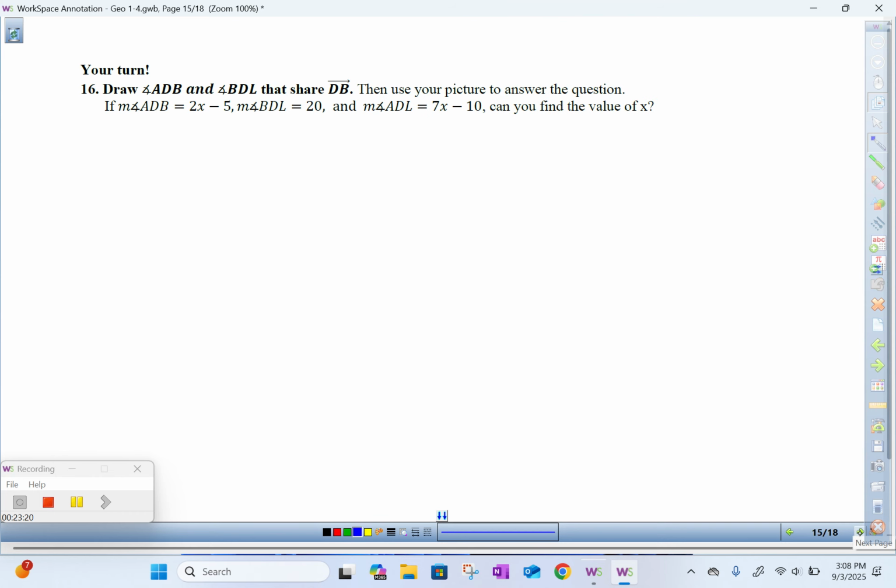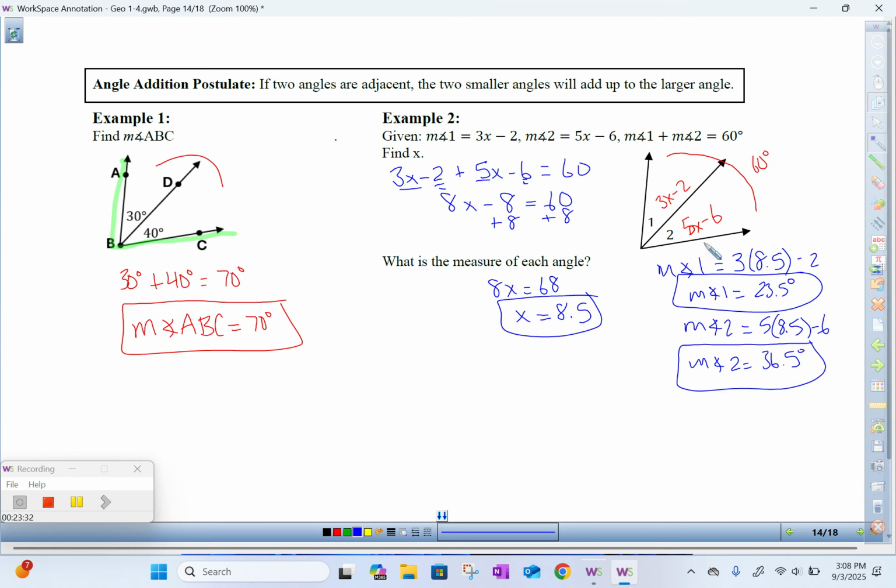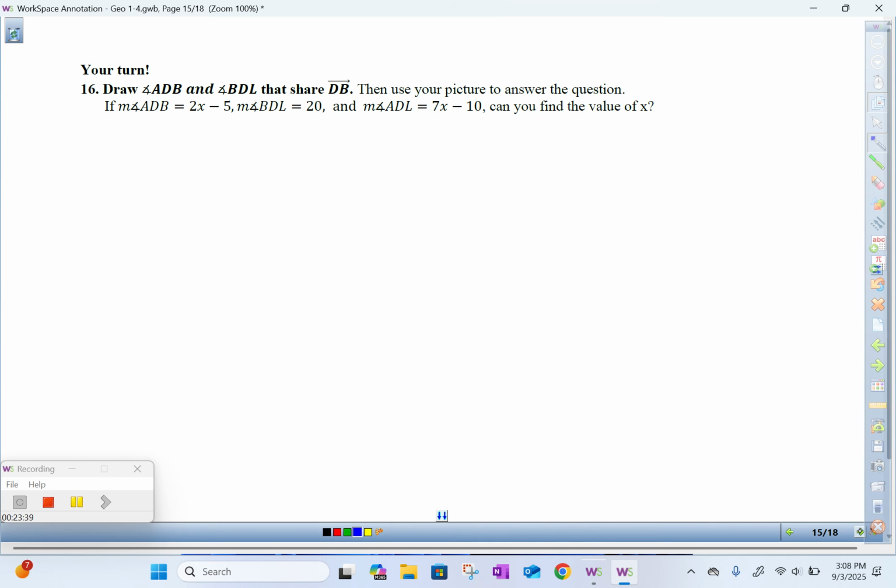And now, I want you to try this one. Okay, it says ABD and BDL share a ray. So it's going to look similar, just to show you, to something like this or something like this with your shared ray in the middle. So I want you to try to draw that. Pause the video and attempt that now with your geometer.